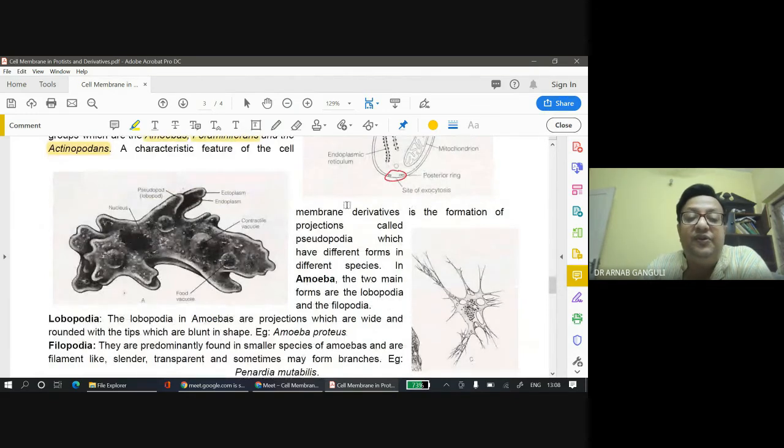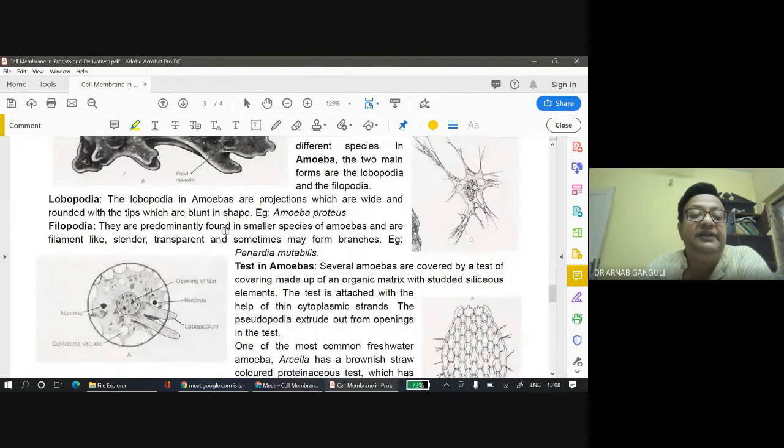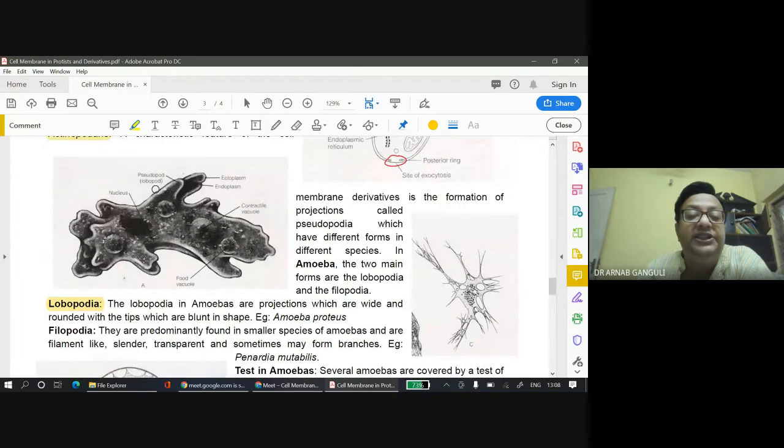The first thing you see is Lobopodia. Lobopodia are found in the normal Amoeba proteus. They are projections which are wide and rounded, with blunt tips. Look at this shape over here. It is blunt, rounded, irregular in shape. This is a Lobopodium, a type of Pseudopodium. Pseudopodia are finger-like projections, though not always like fingers. They can be needle-like also.